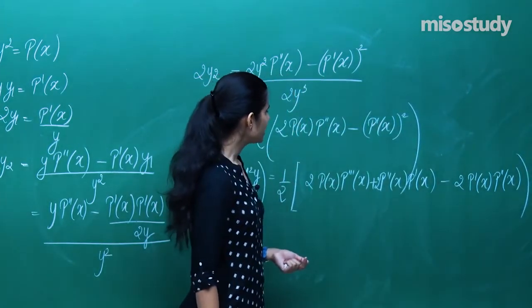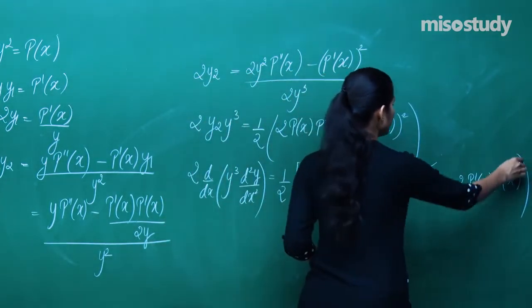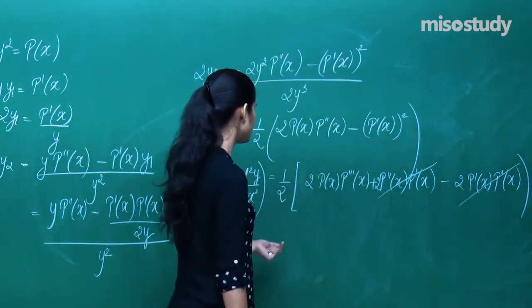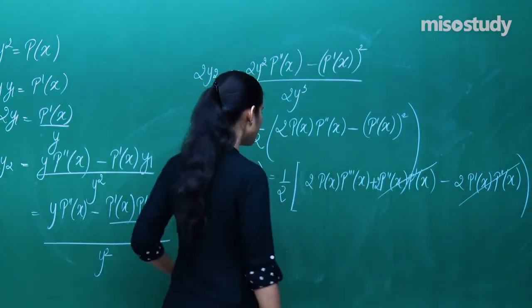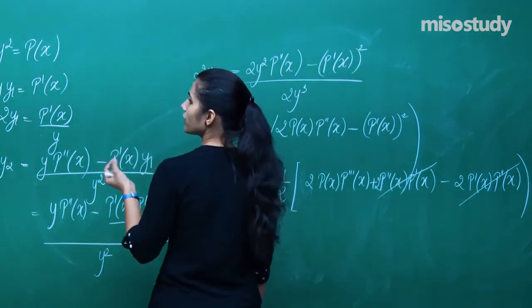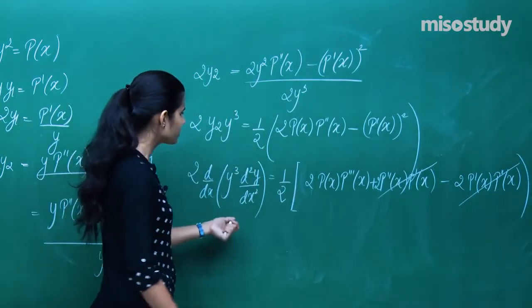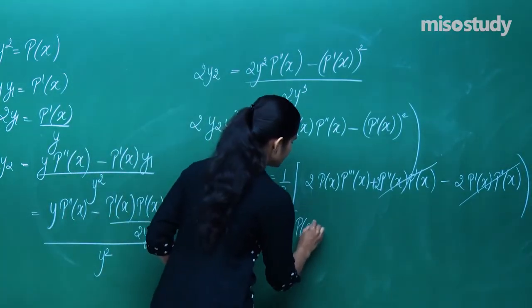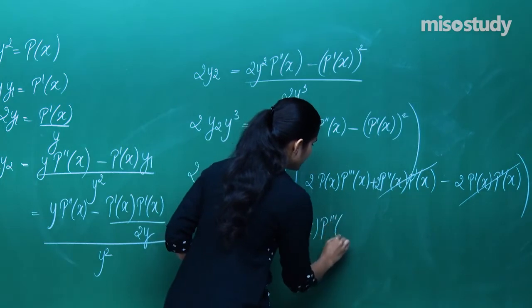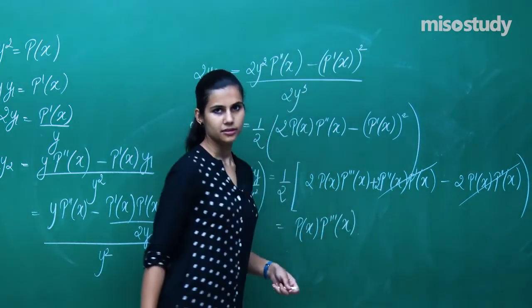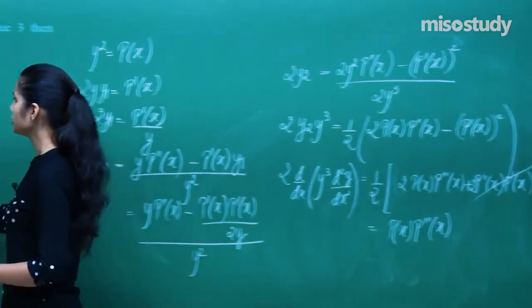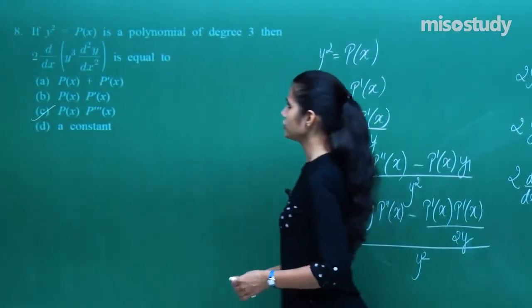So 2p dash x p double dash x minus 2p dash x p double dash x, you are just left with px into p triple dash x. So your answer of twice of d by dx of this is actually px into p triple dash x. Fine. So your correct option is px into p triple dash x.